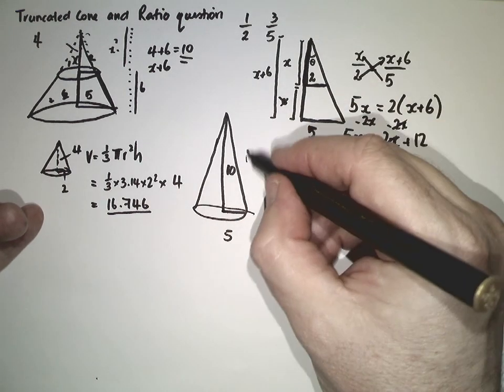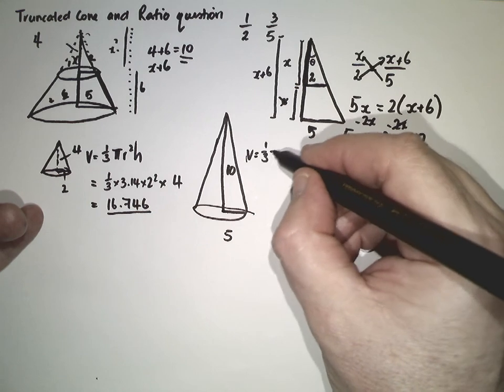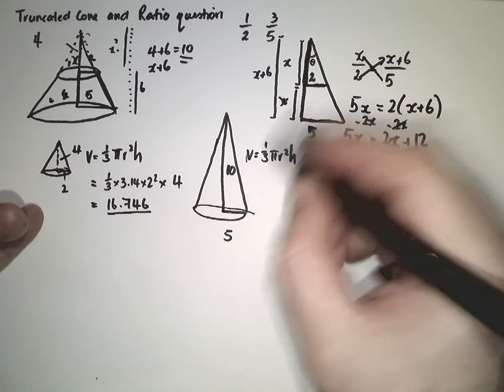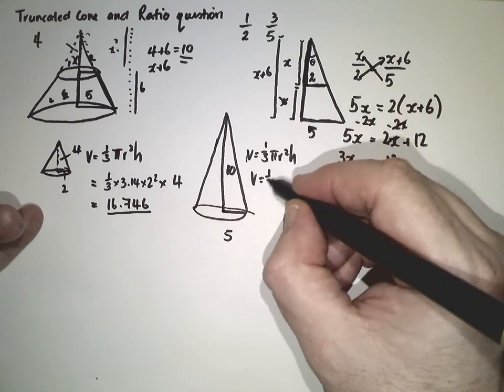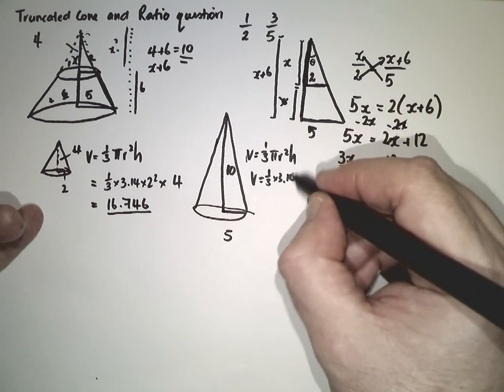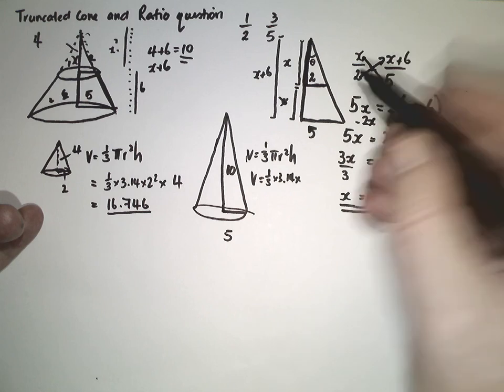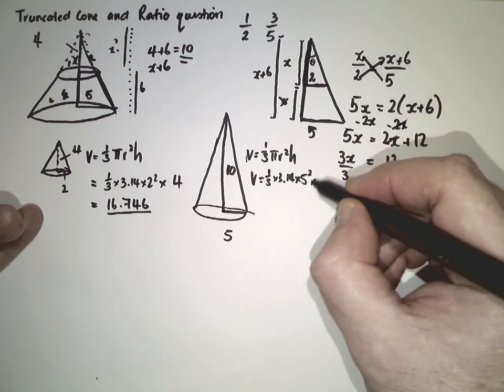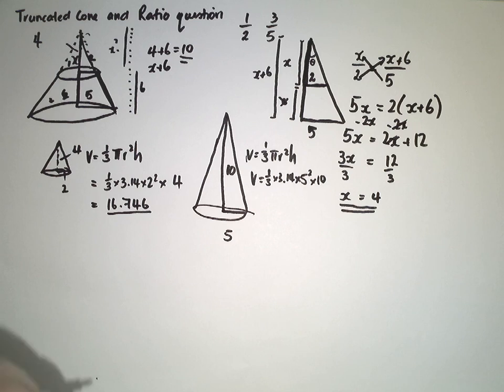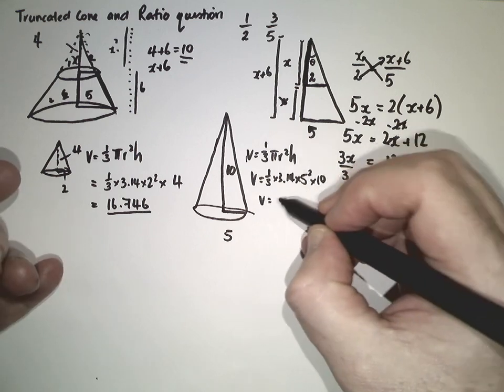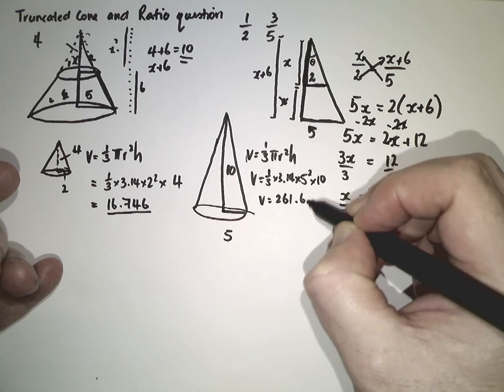And once again, volume of a cone is a third pi r squared h. So putting in what we know, it's a third times 3.14 times our radius, which is 5 squared, times, of course, our height, which is 10. That gives us a volume of 261.666.